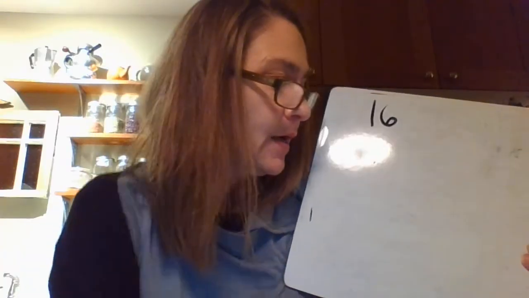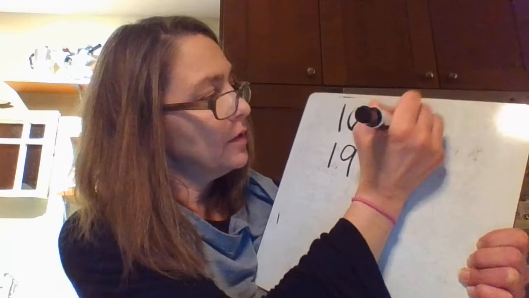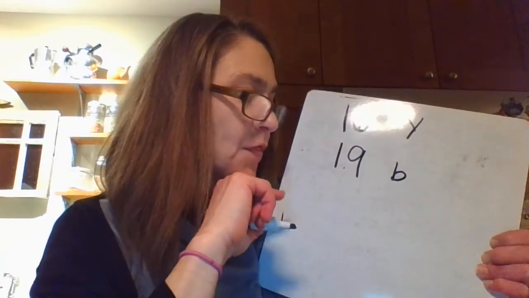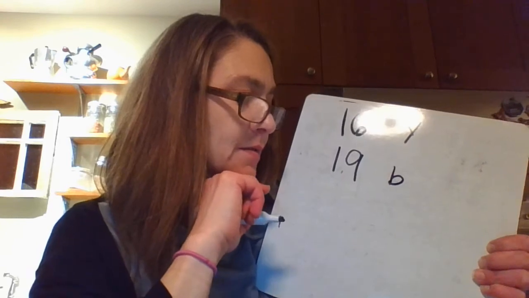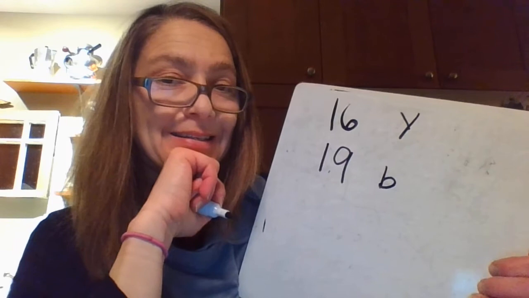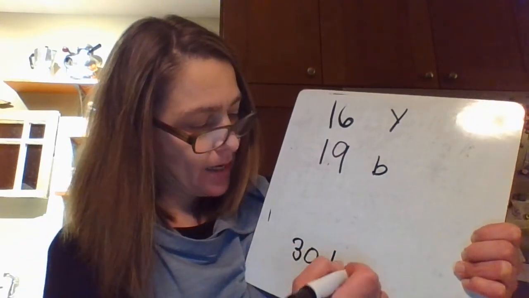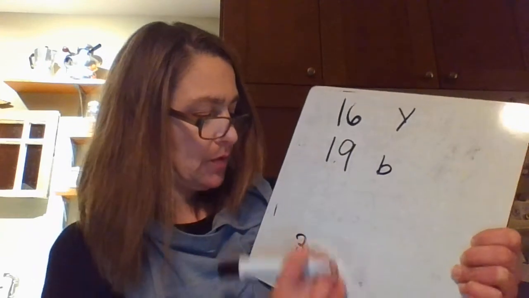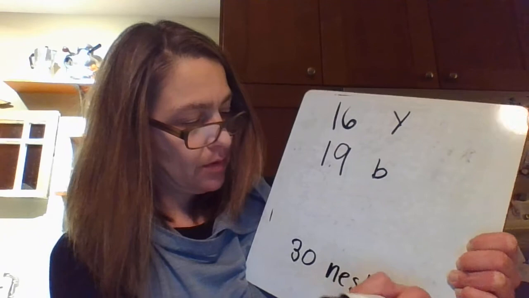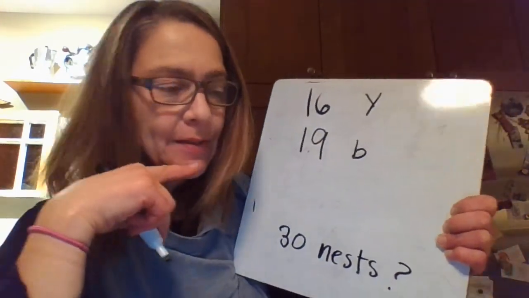There are 16 chickens in the yard. There are 19 chickens in the barn. There are 30 nesting boxes. Will all of the chickens have a nest? 30 boxes for nests. I'll just write nests. So they're asking me to do a 2-step problem. I'm going to read it again.